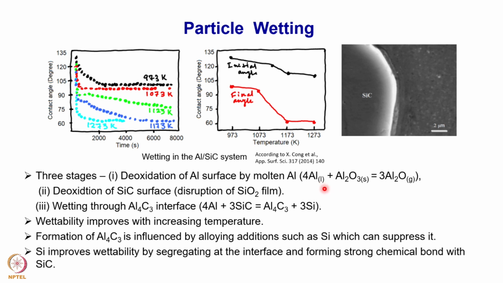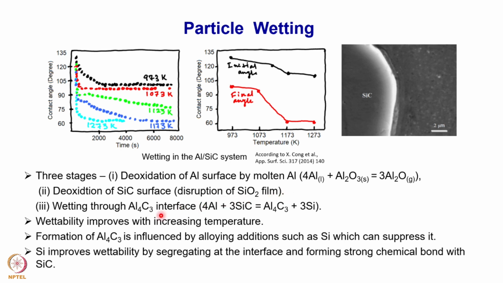Okay. And then if you have a material like silicon carbide, then it also goes through a deoxidation process on the surface, which will disrupt any oxide layer that may be present on the surface of the particles. Okay. So this will also ensure that a fresh silicon carbide surface is presented to a fresh aluminium surface, and that is good for bonding.